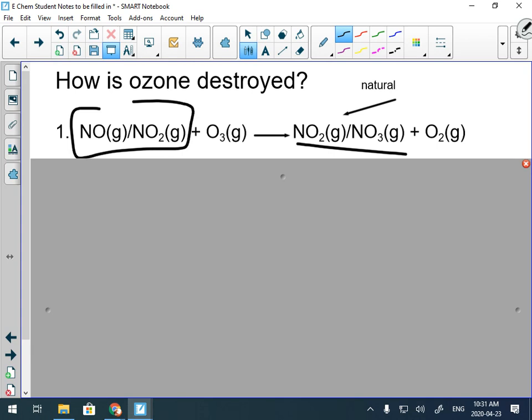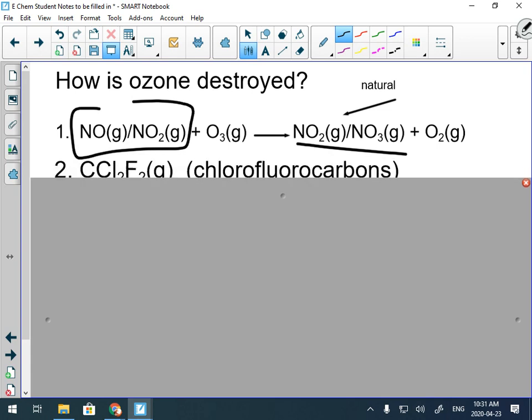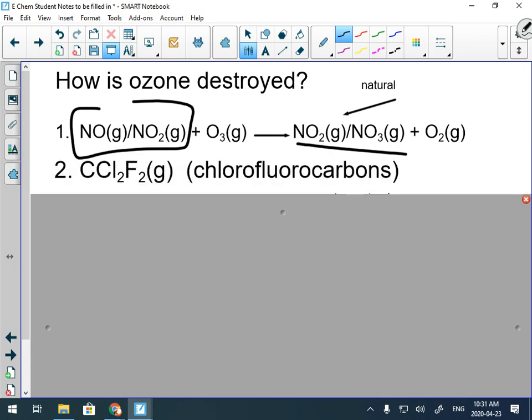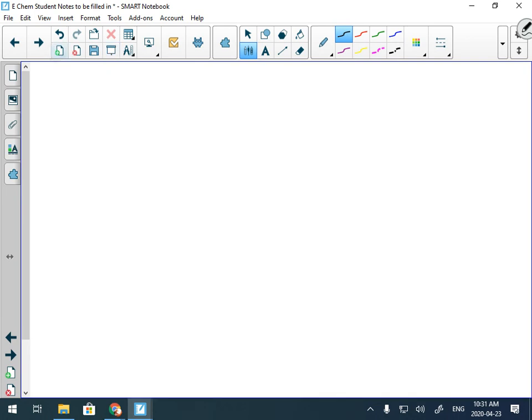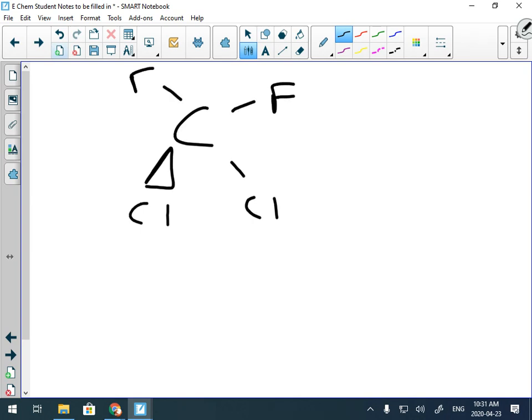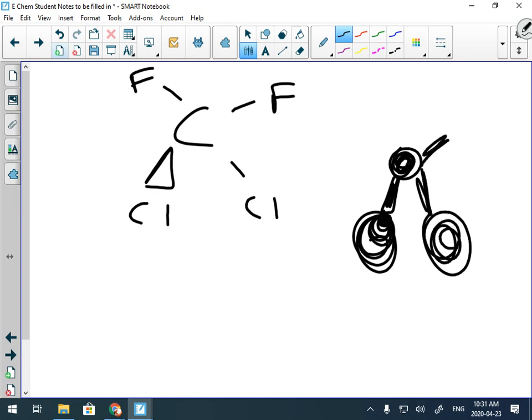The big one that's the big problem is something called chlorofluorocarbons. A chlorofluorocarbon looks like this. You have a carbon, and attached to it you have 2 chlorines and 2 fluorines. That's what chlorofluorocarbon looks like. If you want to see a picture of it, this is your carbon, and then you'd have a chlorine. Chlorine's really big, actually. Then you'd have a chlorine, and then you'd have a smaller fluorine.